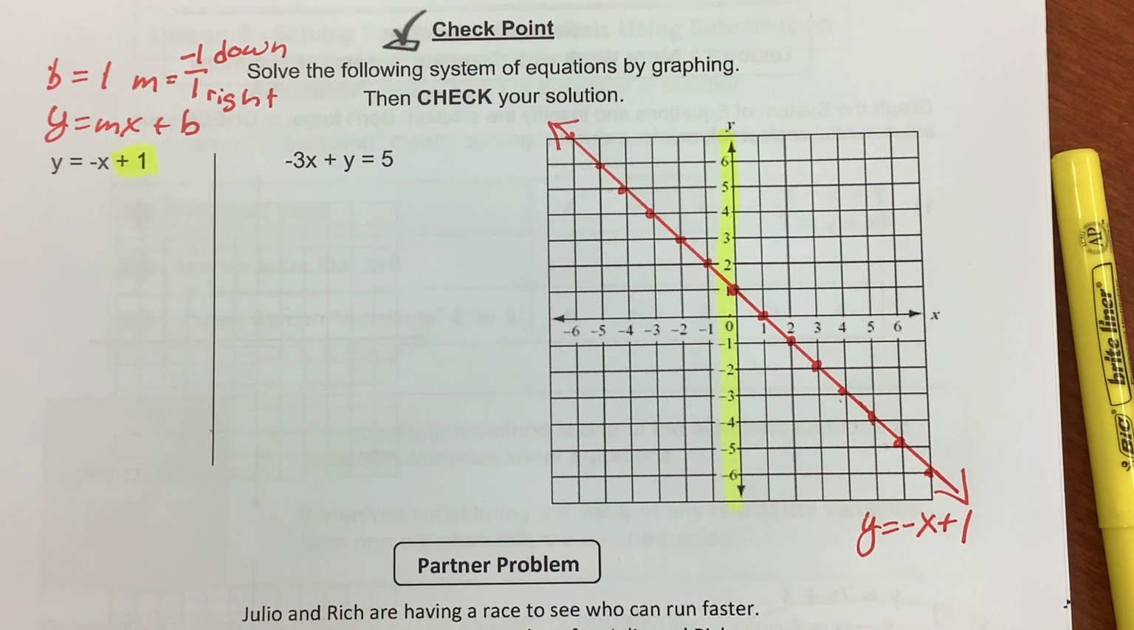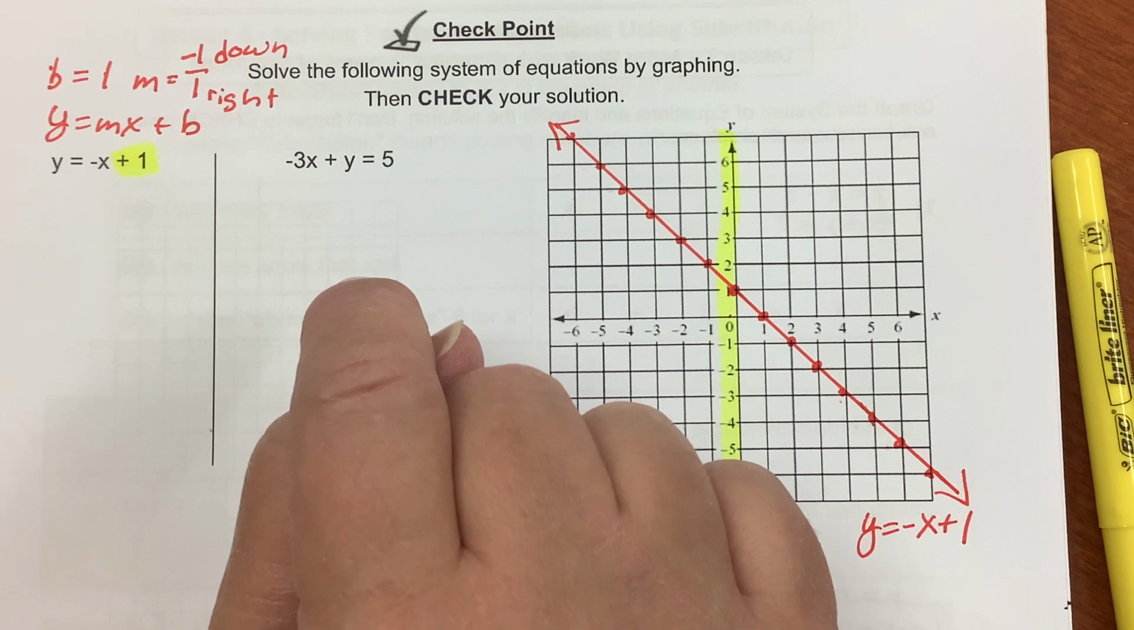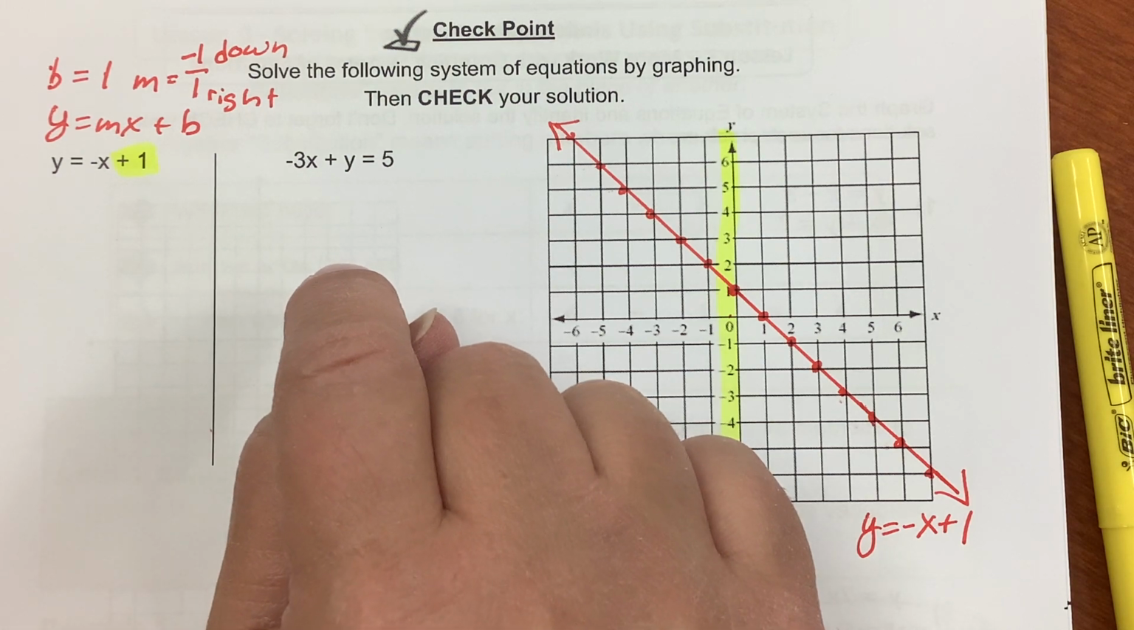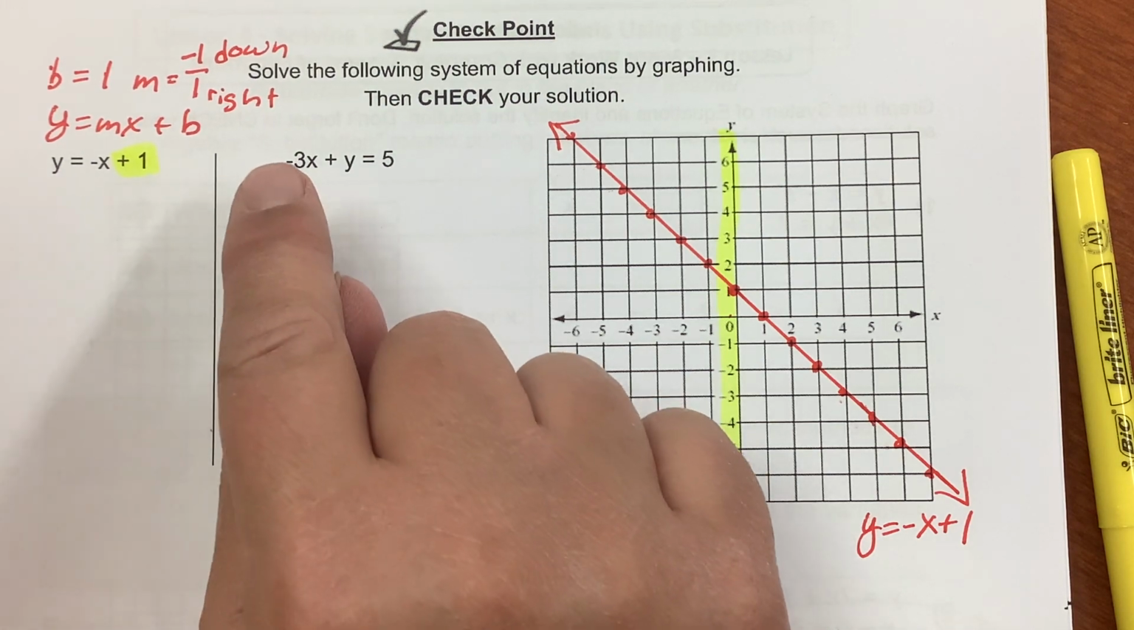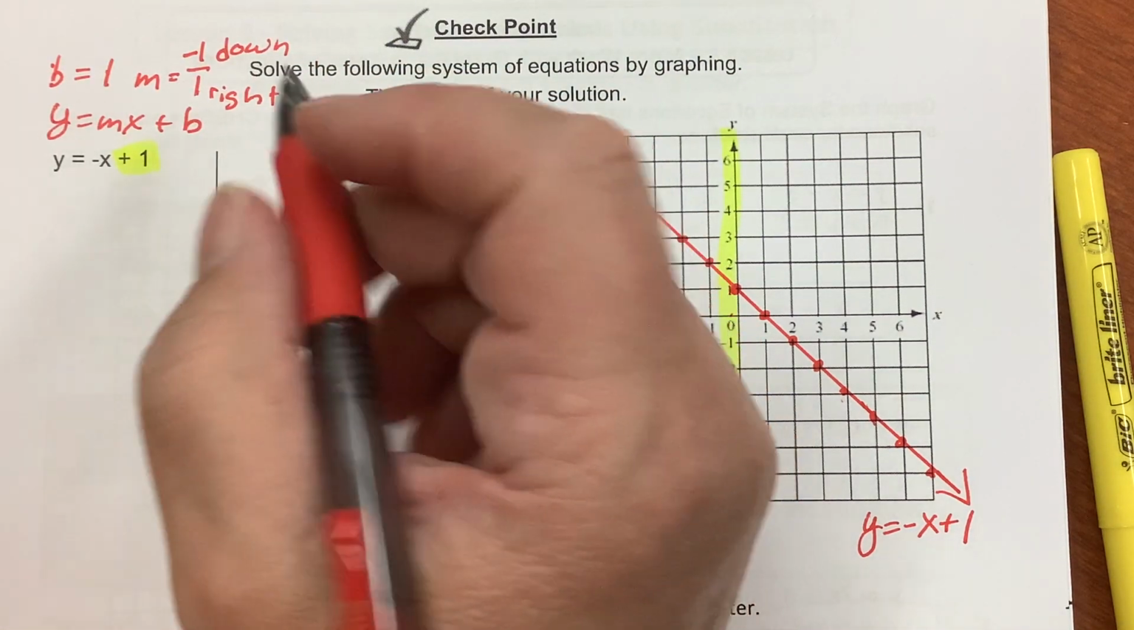Now this one I have a problem with. It's not in y equals mx plus b form. The y doesn't have a coefficient, but I have this negative 3x in front of it. So what I need to do is add 3x to both sides.